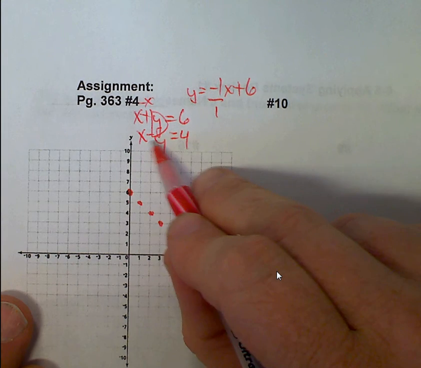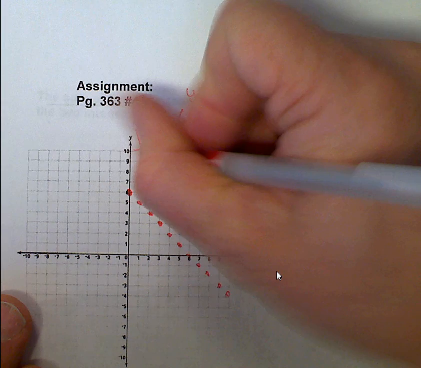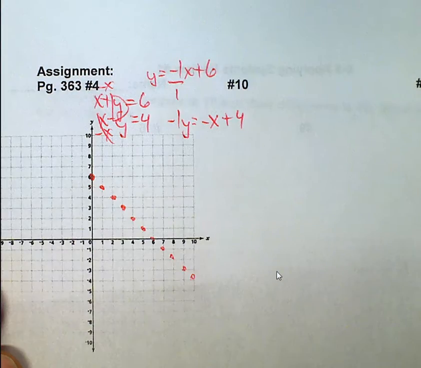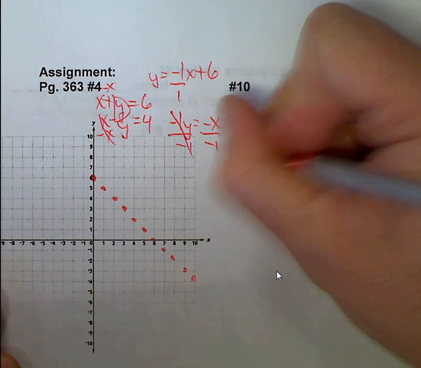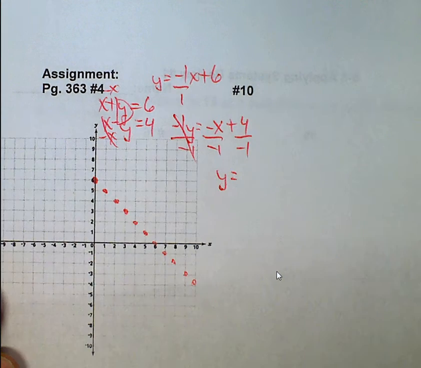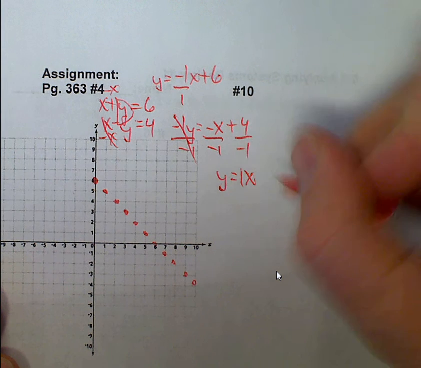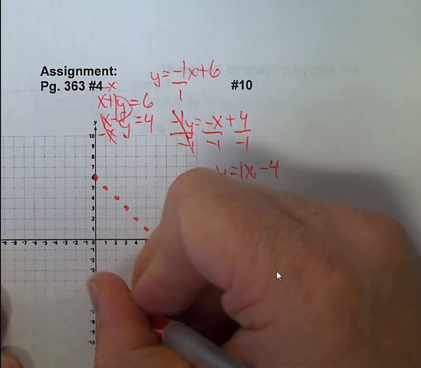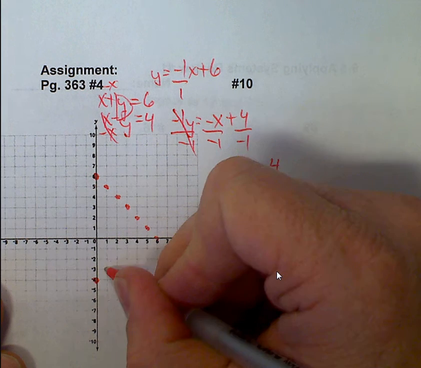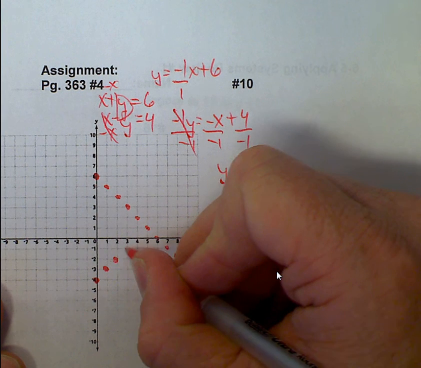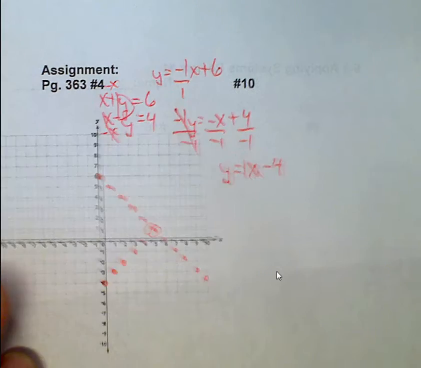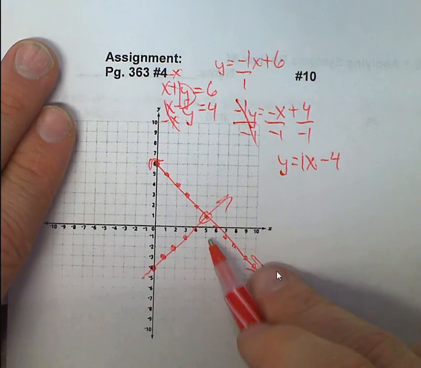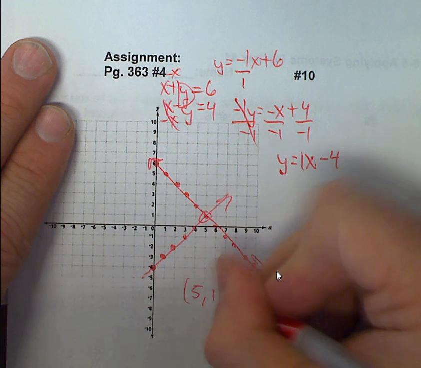Then I have x minus y equals 4. I'm going to get rid of my x, so I have negative 1y equals negative x plus 4. I'm going to divide by negative 1. I get y equals negative over negative becomes a positive x. 4 divided by negative 1 is a negative 4. So I start at negative 4. I go up 1 over 1, up 1 over 1, and I keep doing that, and they will intersect right here. My solution is 5, 1.